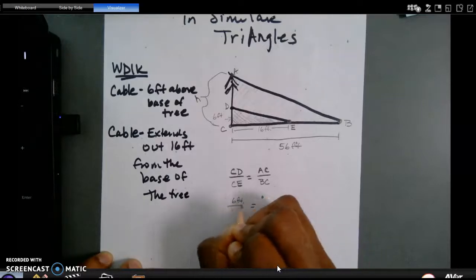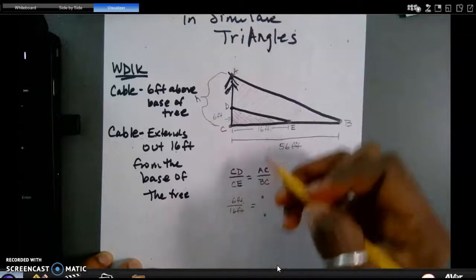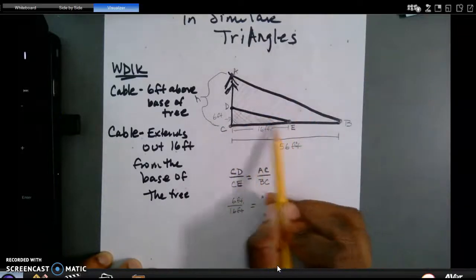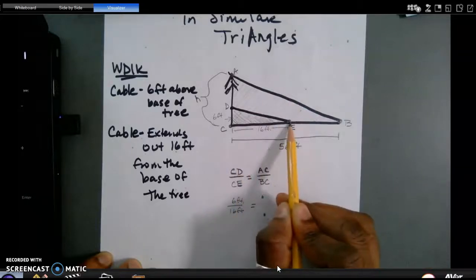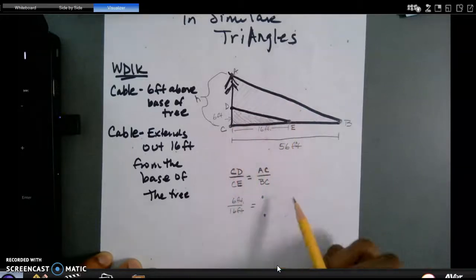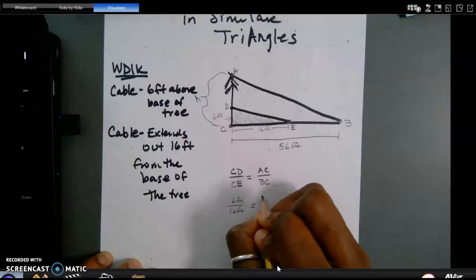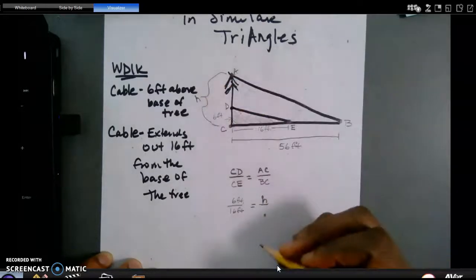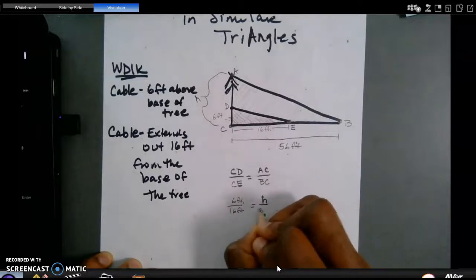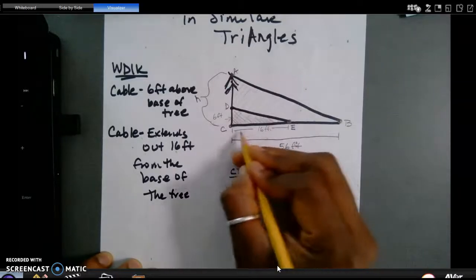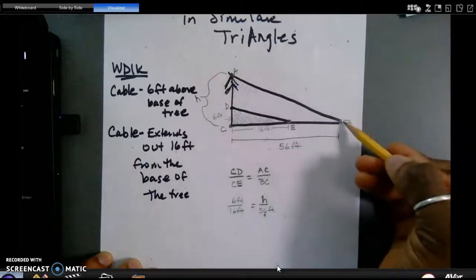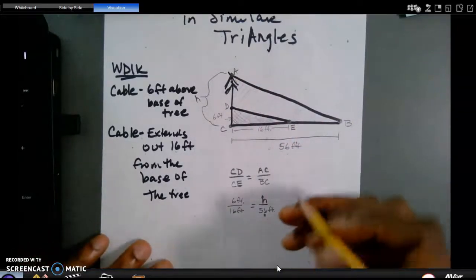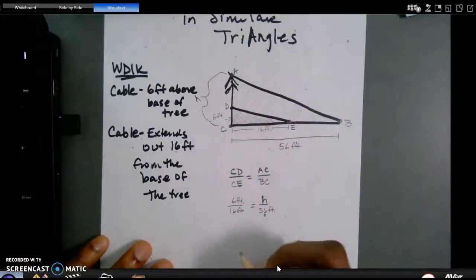This is 6 feet over 16 feet. So height to shadow cast, or the point at which that cable will attach to the tree, it goes out 16 feet. Then my unknown is the AC value. Remember that's my unknown, that's the height, that's why I put H. Then I'm going to put 56 feet as the overall length from the top of the tree to this cable here. Now why they would attach a cable to the top of the tree, I don't know. But that's what it's actually mimicking.